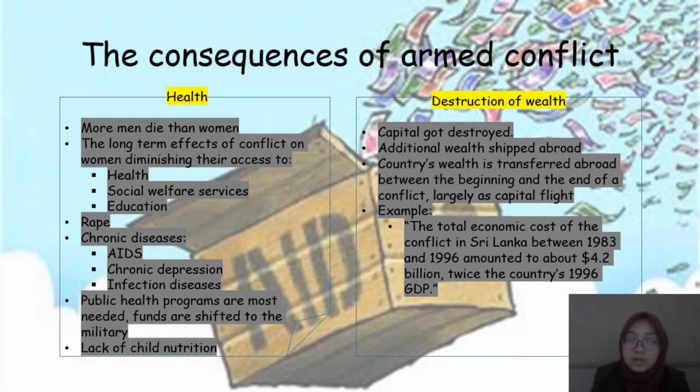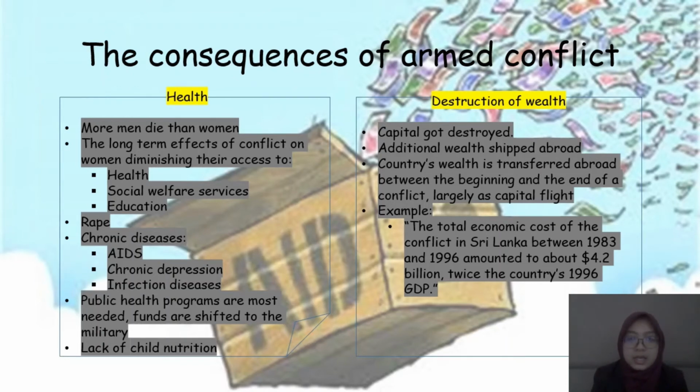I will proceed with the consequences of armed conflicts. The example of armed conflict is war, and I'm going to elaborate in two terms: in terms of health and destruction of wealth. The first consequence is more men are going to die than women. It is commonly known that in the military, the army mostly consists of men, the ratio is much bigger than women, and it is the main reason why more men die than women.